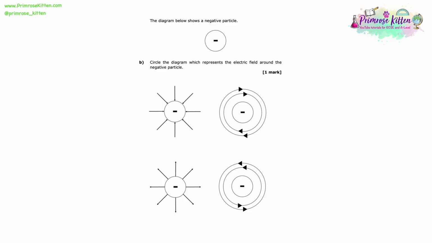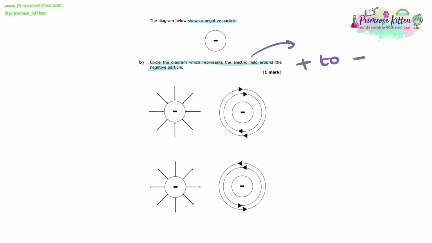The diagram below shows a negative particle. Here we're asked to circle the diagram which represents the electric field around the negative particle. Well, we should know that when we have an electric field, it will go from a positive charge to a negative charge. We should also recognise that it's going to be a radial pattern, so it's going to be arrows either going towards this spherical charge or away from it.